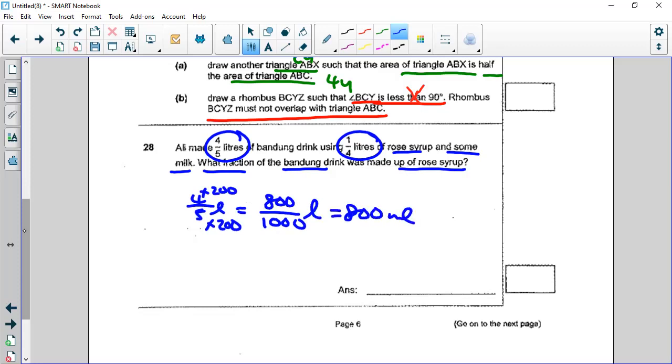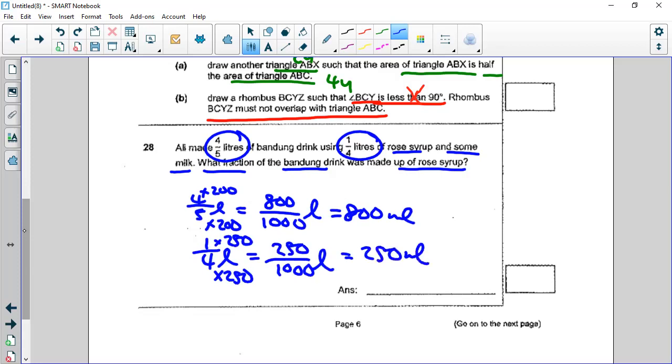Okay, and then 1/4 liters is how many ml? So you make the denominator 1000 also. So 4 times 250 and 1 times 250. Which is 250 ml. See? All right, these are your very important fractions. These fractions have units. So do I draw a model? I don't draw a model because there are liters beside the fraction. I cannot draw a model.